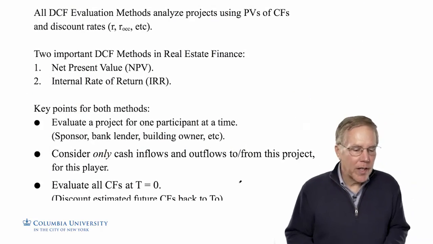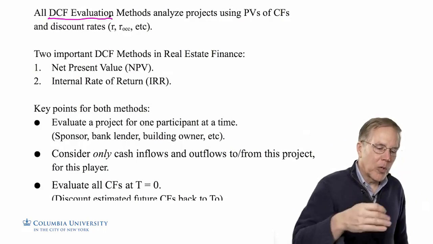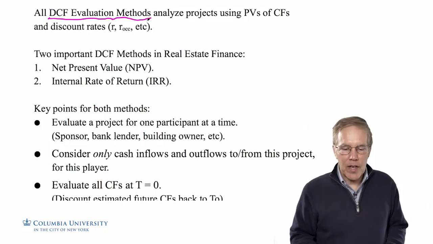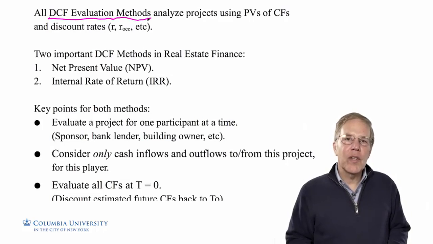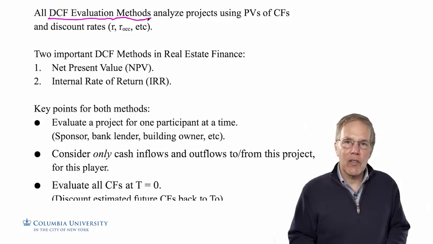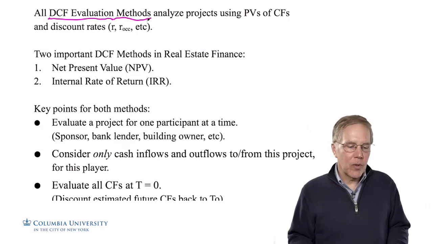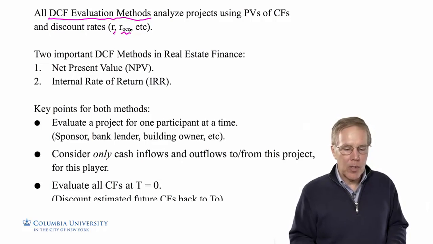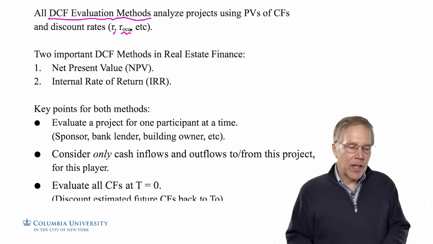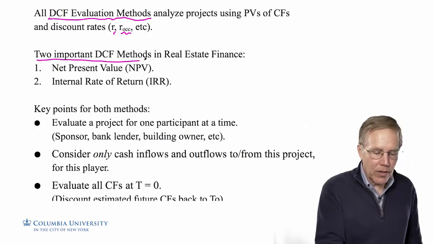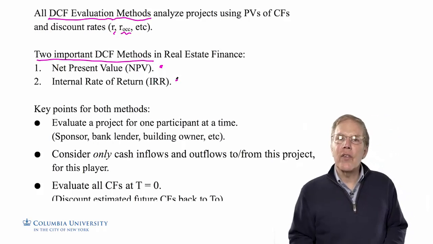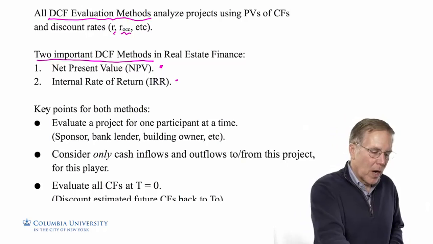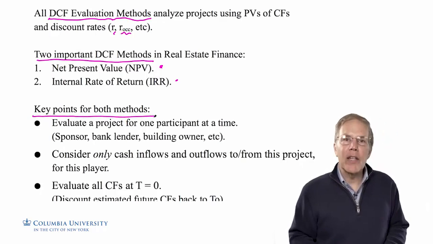Okay, so we're going to be looking at, once we do a little more review, but not much, discounted cash flow evaluation methods for general finance projects and real estate finance projects. We're always going to be using the present value of cash flows translated back to time t equals 0, and discount rates or interest rates, which you've seen as R. Maybe you've seen ROCC, which stands for Opportunity Cost of Capital, etc. In real estate finance, the two most important discounted cash flow methods are the net present value method and the internal rate of return method. And before we get started on both of those methods, I'd like to go over several key points that apply to both methods.